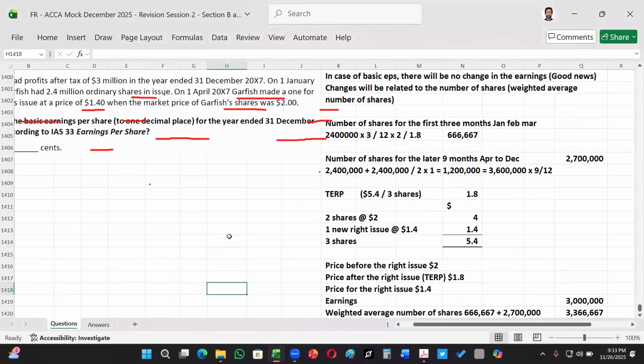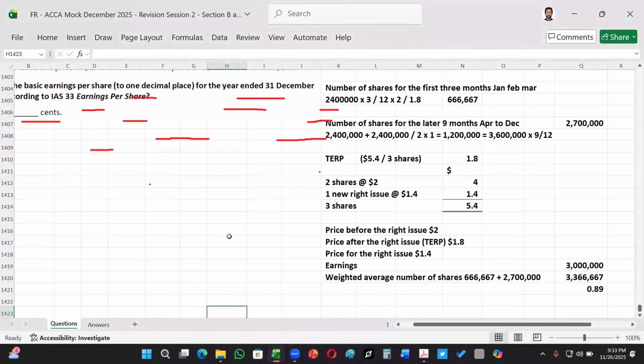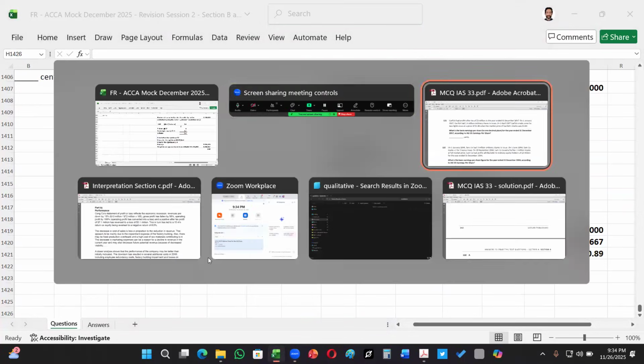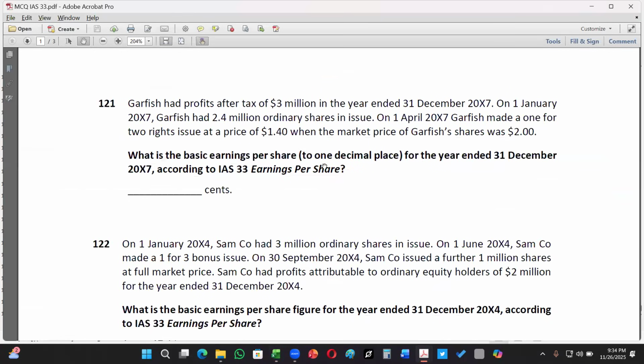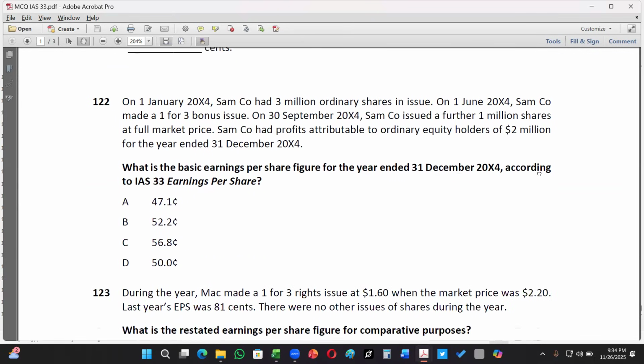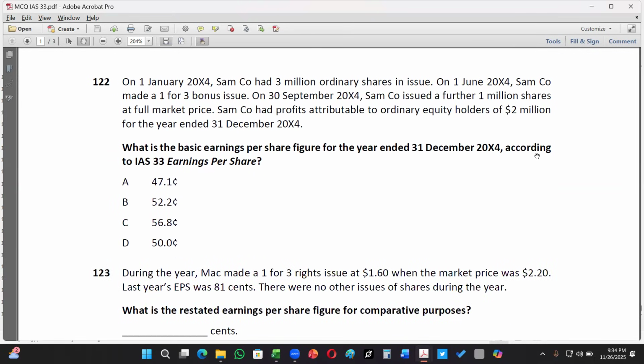Okay, so let's move on to the next issue, because a similar question related to rights issues was dealt with yesterday. I hope everyone is comfortable with the rights issue, because now we're going to look at the bonus issue problem. That's the second issue related to basic EPS. Let's understand the situation. What is the basic EPS figure for the year ended 31st of December 2024 according to IAS 33?